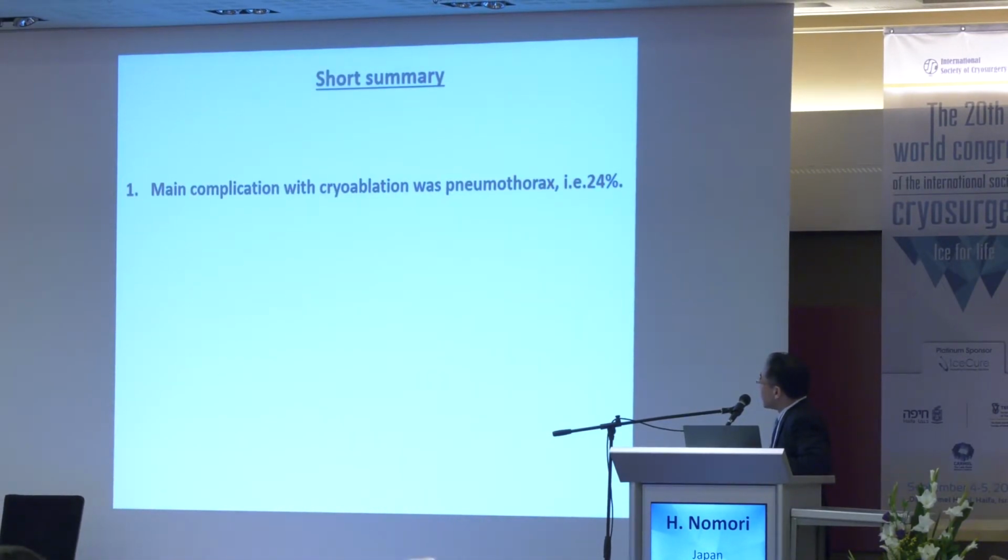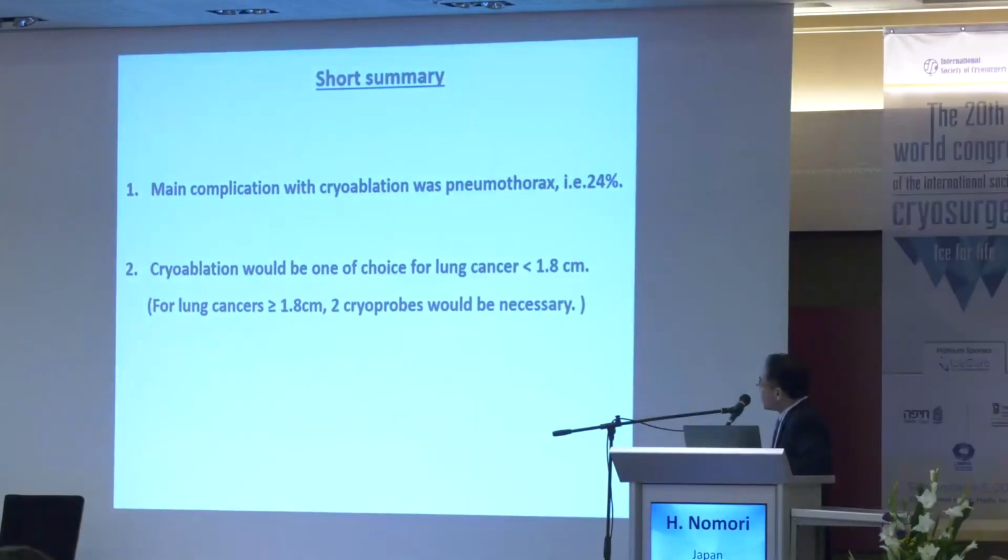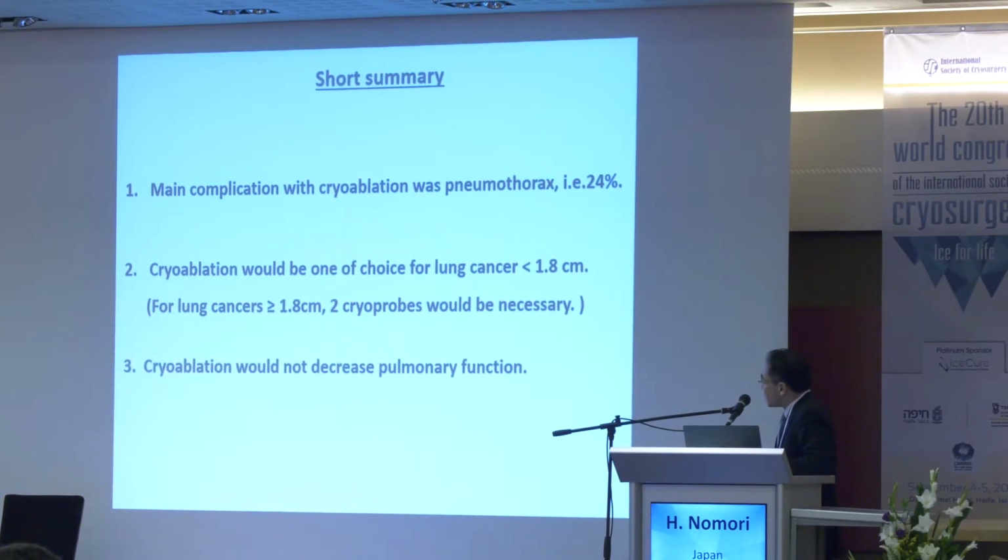So, a short summary: the main complication with cryoablation was pneumothorax. Cryoablation would be one of the choices for lung cancer less than 1.8 centimeter. For lung cancers larger than 1.8 centimeter, 2 cryoprobes would be necessary. The last is that cryoablation would not decrease pulmonary function.